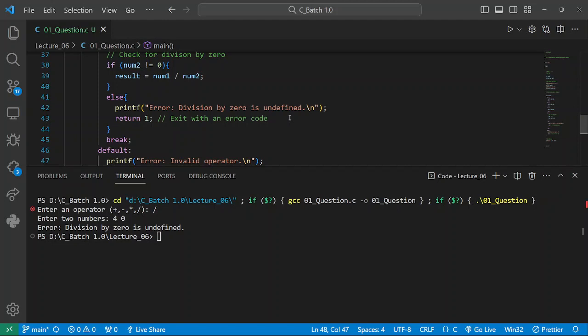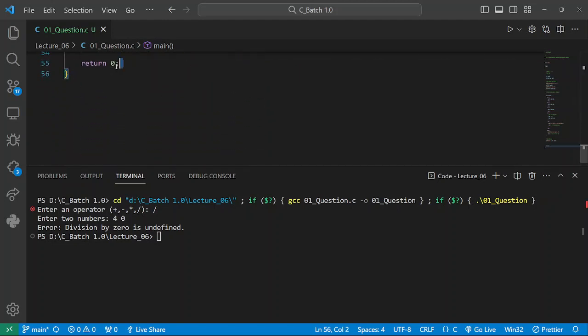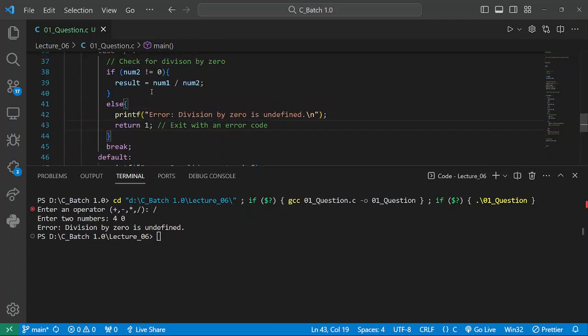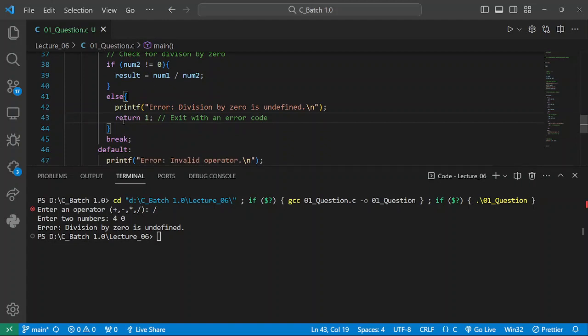In simple words, when our code runs successfully, what do we write? Return 0. Do you know this thing? We write a return 0. So for handling errors, remember this point: we know that we are getting an error, so we are returning a return 1. That's why I had written in the comment: exit with an error code.